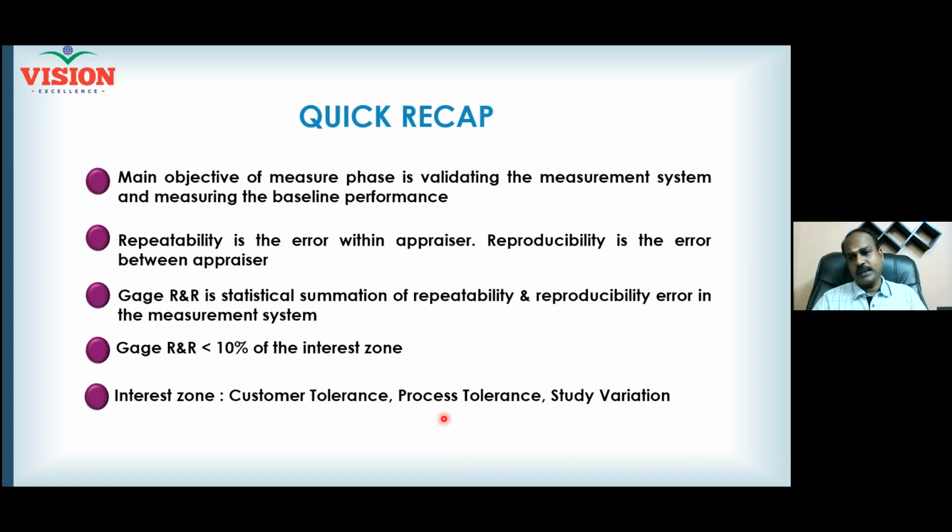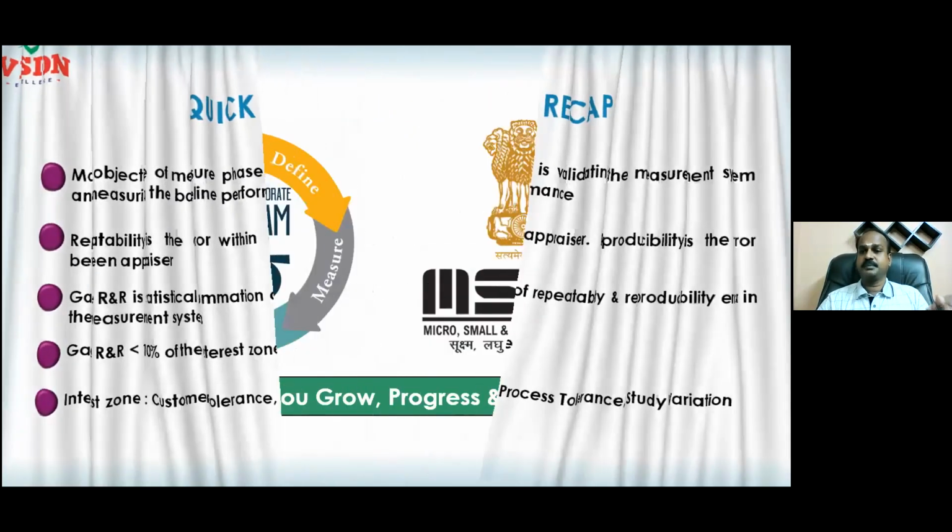If these tolerance values are not available, not known at the time of conducting the case study, then the denominator can be study variation. What is study variation? The maximum reading out of your measurement study minus the minimum reading. So this completes our MSA.